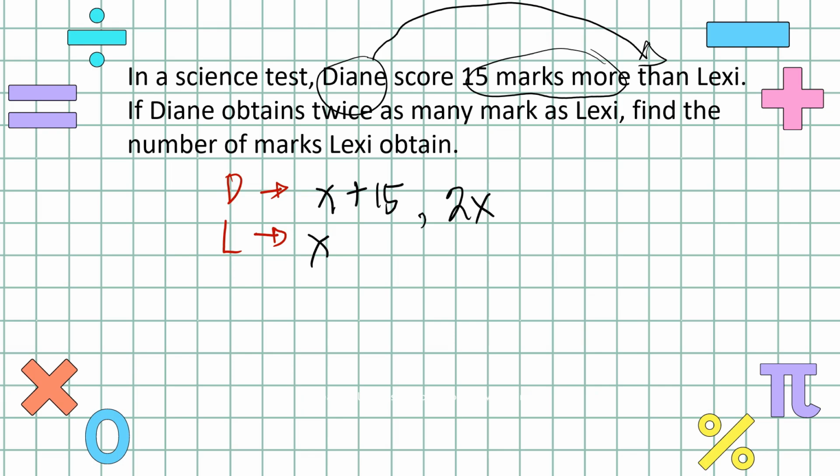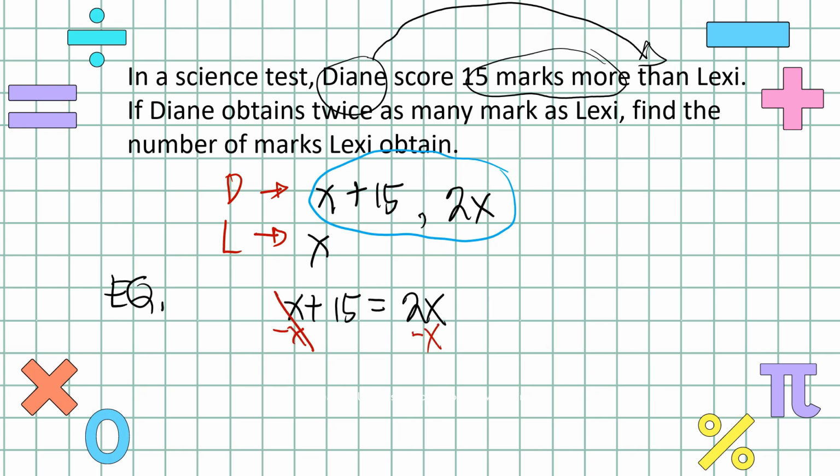How can we find the number of marks Lexi obtained here? Using these expressions, we know that x represents Lexi's score, and what we have here are the two representations for Diane's score, which we can use as an equation. Why? Because these two are equal. So x plus 15 is actually equal to 2x. And let's remove the x here.